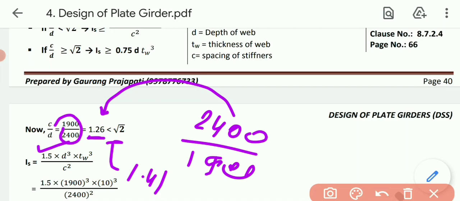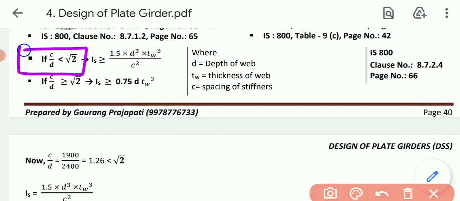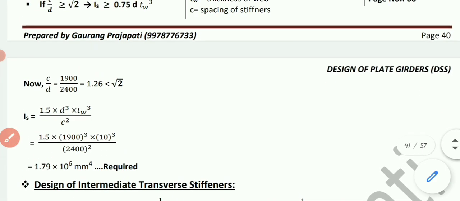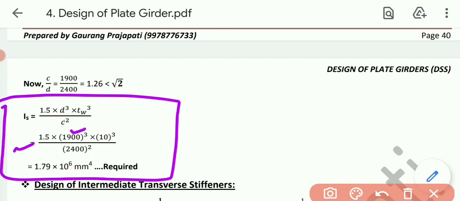So we are going to use the formula which is given for less than root 2. Okay, so Is equals 1.5 times d cube tw cube divided by c square. So 1.5, d, depth of web 1900 cube, tw that is 10 cube, divided by c square, that is 2400 square. So our answer is 1.79 into 10 raised to 6 mm raised to 4. So this one is the moment of inertia which is required to be resisted by the intermediate transverse stiffener.